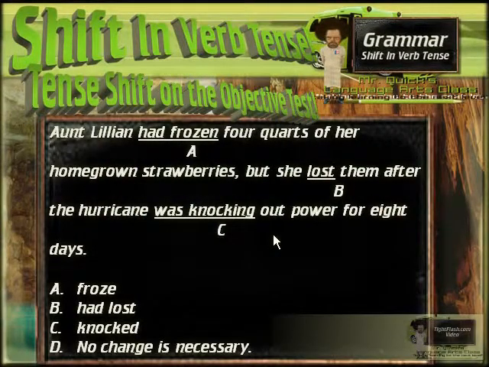Aunt Lillian had frozen 4 quarts of her homegrown strawberries, but she lost them after the hurricane was knocking out power for 8 days. Whoa! Was this hurricane on Jupiter?